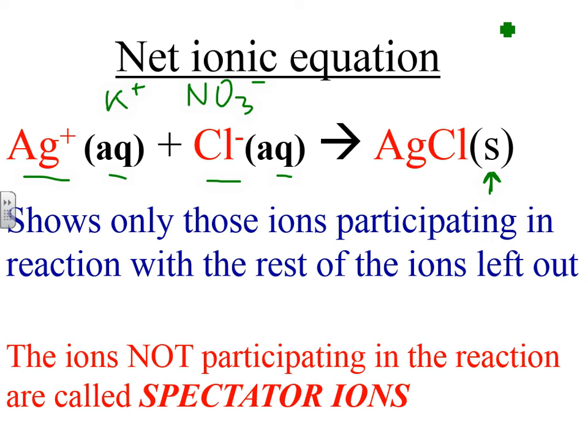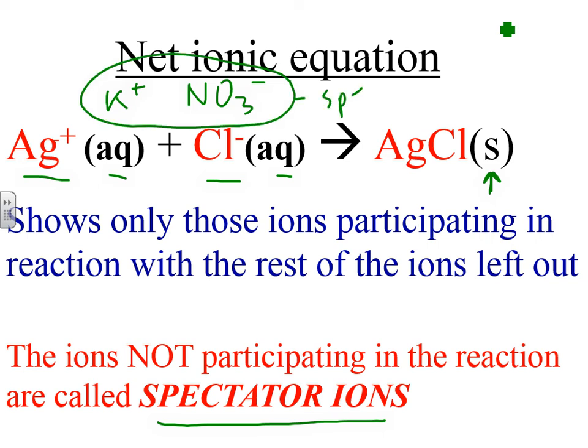Now, the ions that did not participate are actually called spectator ions. So in fact, potassium and nitrate are spectator ions. These are your spectators, spectator ions. They essentially exist in solution, but they just kind of swim around. They don't really do much. They're spectators. They just watch the reaction, if you will.